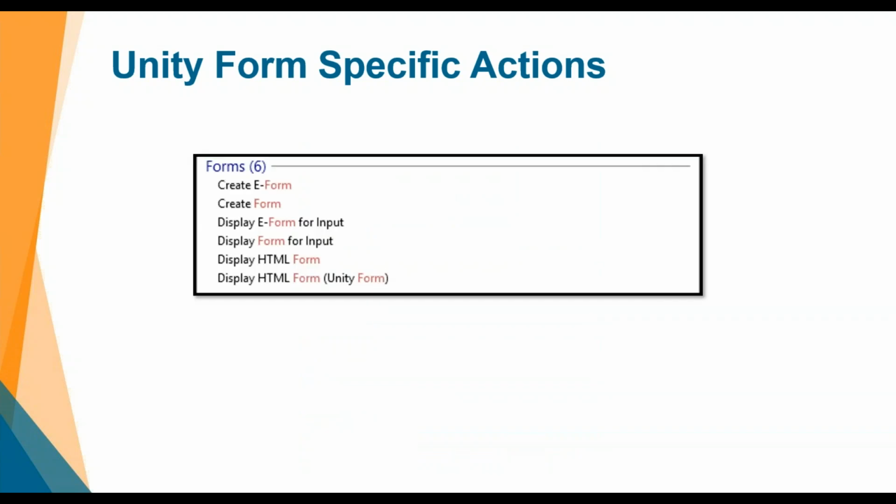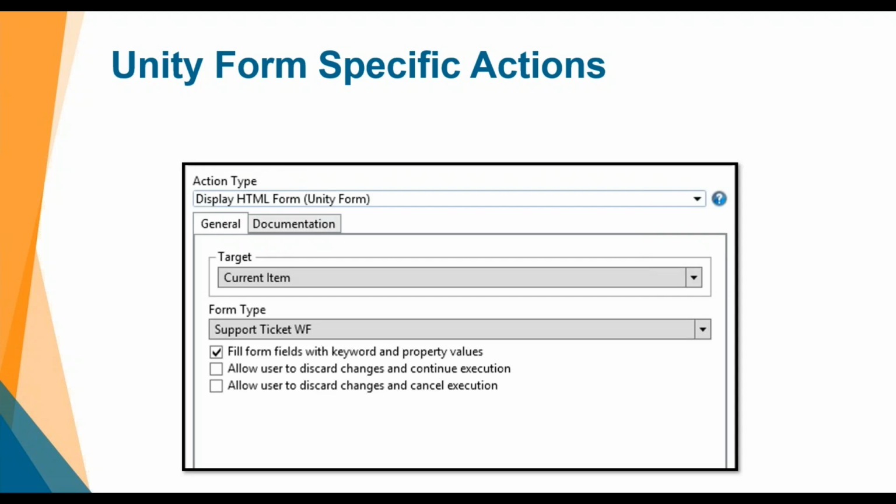The display HTML form Unity Form action was added to OnBase 18 as a new way to use Unity Forms and carry data via a workflow. You can select a document type to select the keywords we would want for data. You can then continue with your Forms designer as normal. Otherwise, you can configure the rest of your Forms actions in Studio during your workflow configuration.